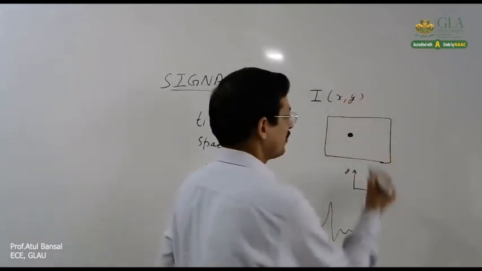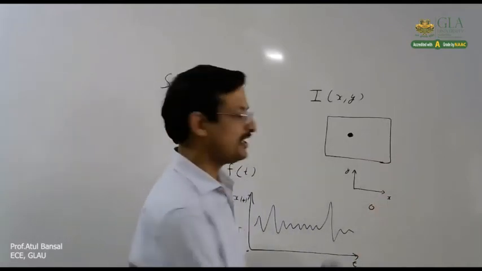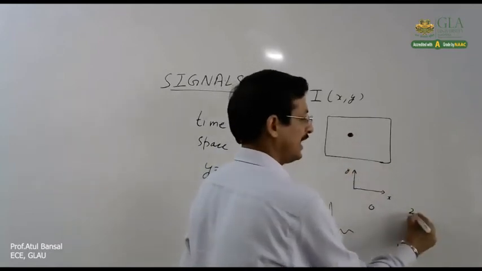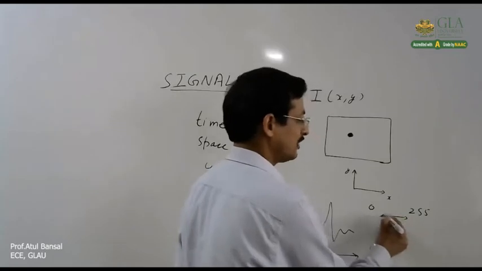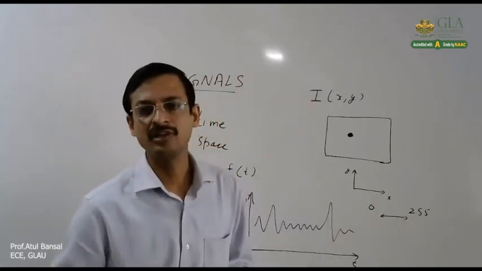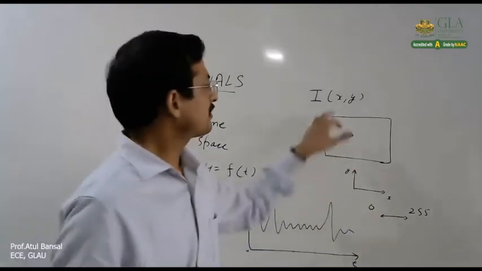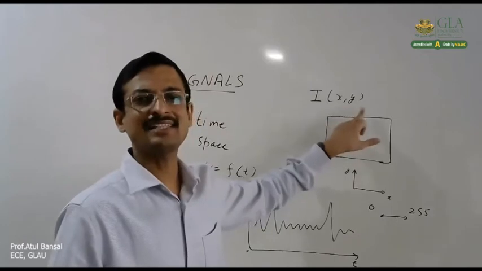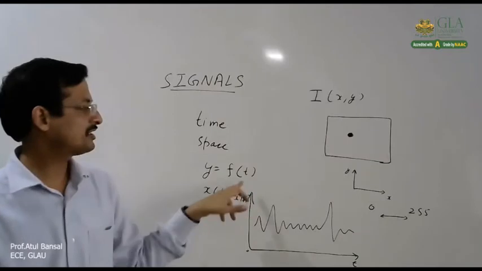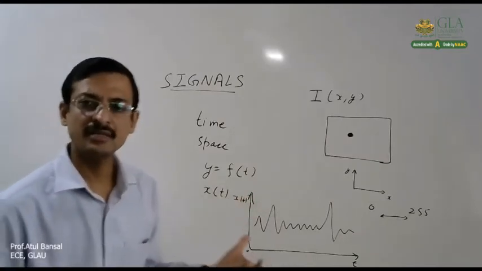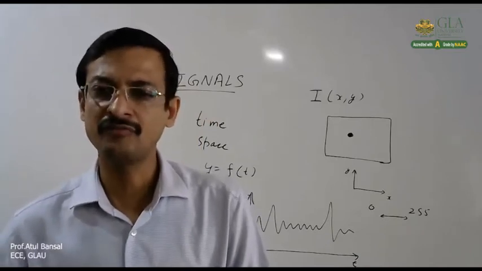Mathematically, we say that this is a grayscale image. Its value will be 0 when it is completely black and 255 when it is completely white. In between, having other values, it will have certain shades of gray. So this image is also a signal, but it depends upon the independent variables x and y, that is, the spatial coordinates. Here speech was varying with respect to time. So the signal may have any kind of independent variable. So this is the basic definition of signals.